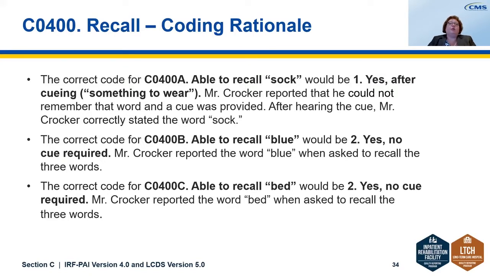The correct code for C0400A, able to recall sock, would be 1, yes, after cueing something to wear. Mr. Crocker reported that he couldn't remember that word, and a cue was provided. After hearing the cue, Mr. Crocker correctly stated the word sock. The correct code for C0400B, able to recall blue, would be 2, yes, no cue required. Mr. Crocker reported the word blue when asked to recall the 3 words. The correct code for C0400C, able to recall bed, would be 2, yes, no cue required. Mr. Crocker reported the word bed when asked to recall the 3 words.